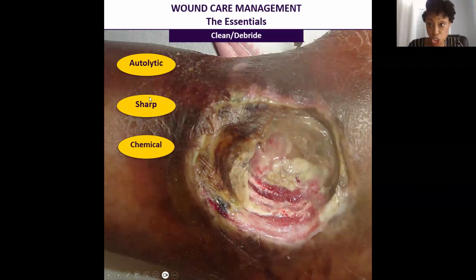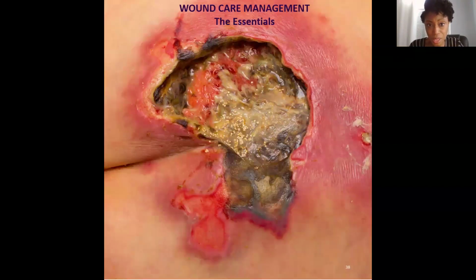We can also do a sharp debridement. If the patient is going to a clinic, they can use an instrument such as a scalpel or a blade and remove it right there on the spot. Or you can do chemical dressings. So for instance, Dakins, as we just talked about, or Santyl.